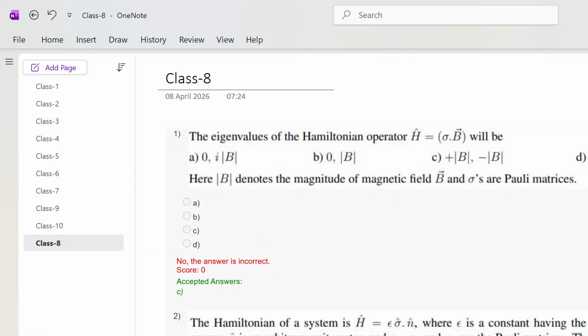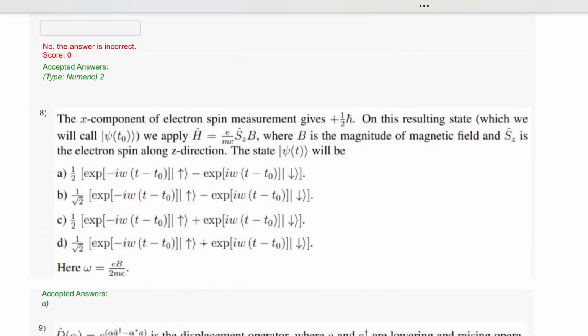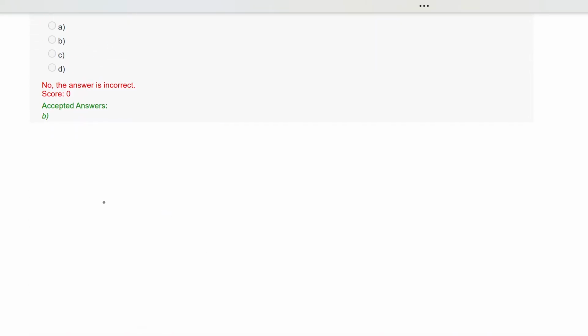Okay, so this is our assignment week 8 problems. So let us start discussing. The eigenvalue of the Hamiltonian operator H cap equal to sigma dot B vector will be whatever, which of these four options. So we first write down the Hamiltonian and try to simplify it if it is possible, and then see what will be the eigenvalue.